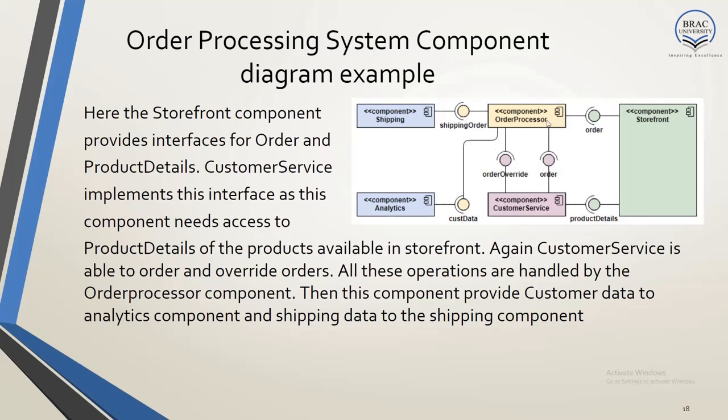The order processor component basically requires all of this in order to process the order. So anything order related needs to be processed by the order processor component. So it requires all the order related interfaces. And finally, by processing this order, it is providing the shipping related information to the shipping component, and the customer data to the analytics component. And finally, the analytics component requires both of this in order to do the analytics, and the shipping component requires this in order to function properly.